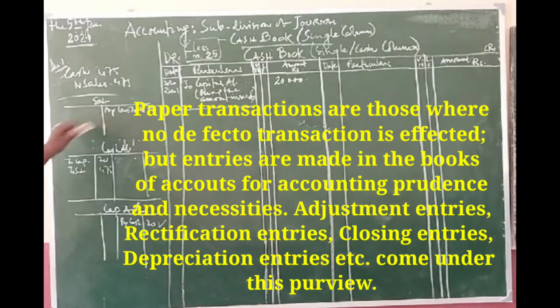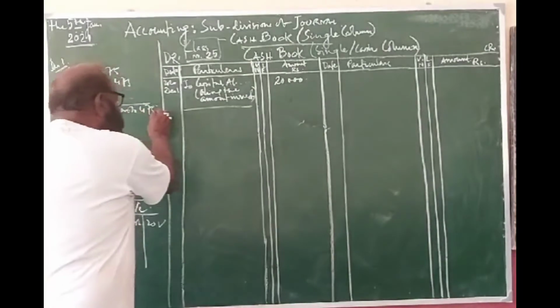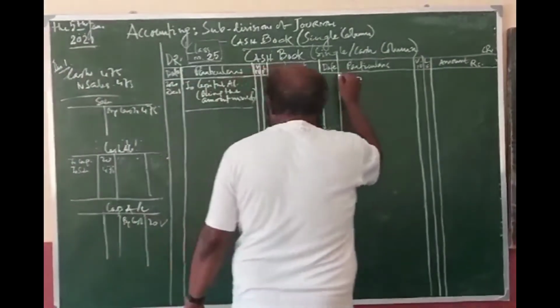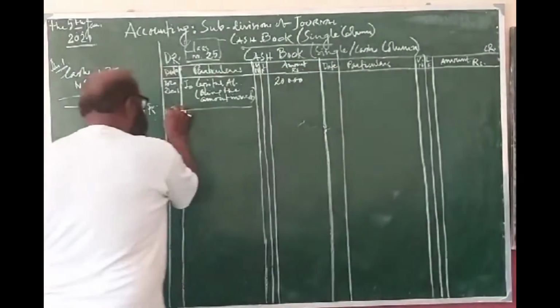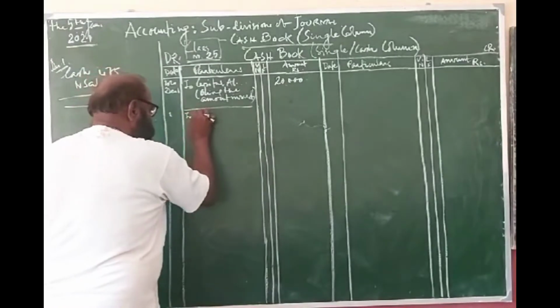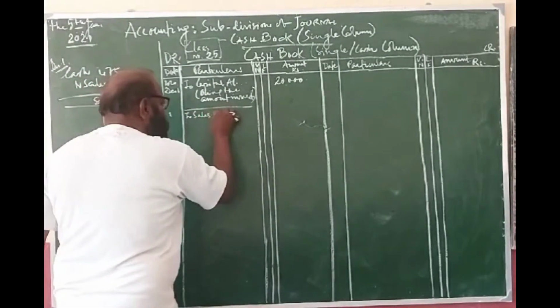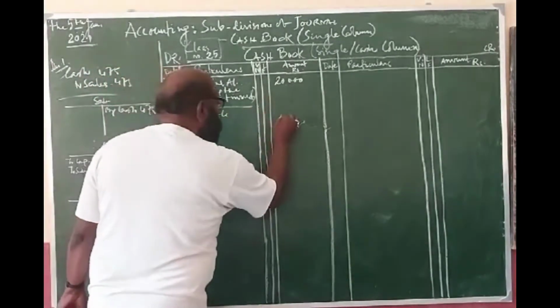Now what am I doing? I am not writing in the cash book. I am writing in the sales account. I am posting in the sales account and writing over here: number 1, to sales account. How much? 475.